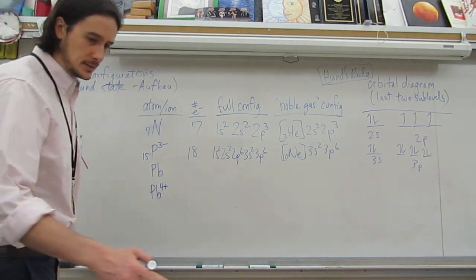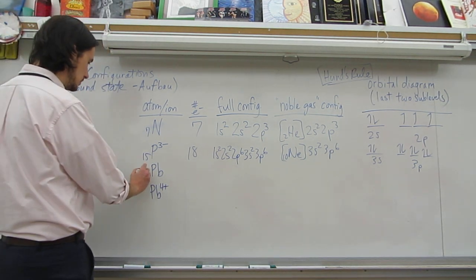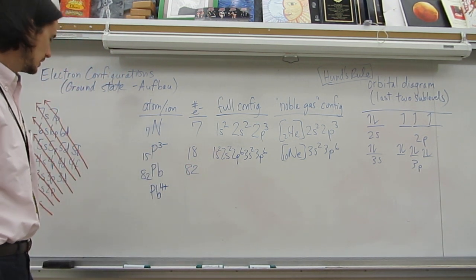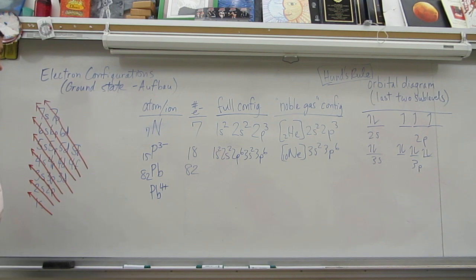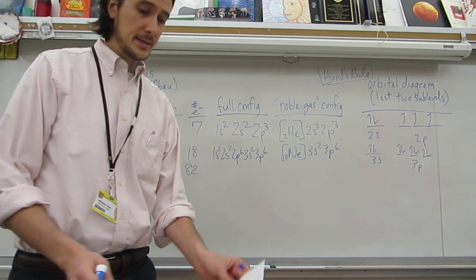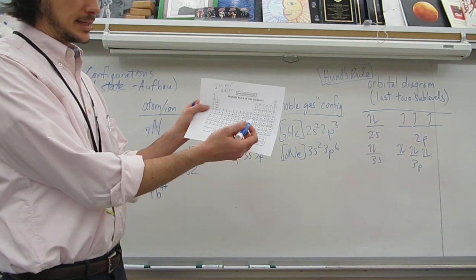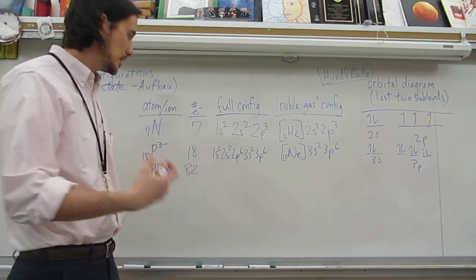Next one is lead. Lead is element 82, so it's 82 electrons. That's a lot. Lead is also in the P block, so I'm going to expect that my last electrons are going to be P electrons.